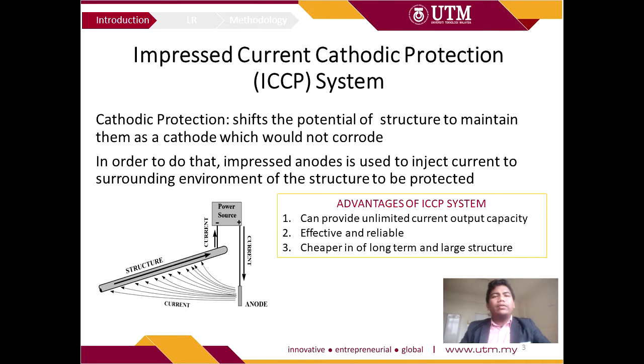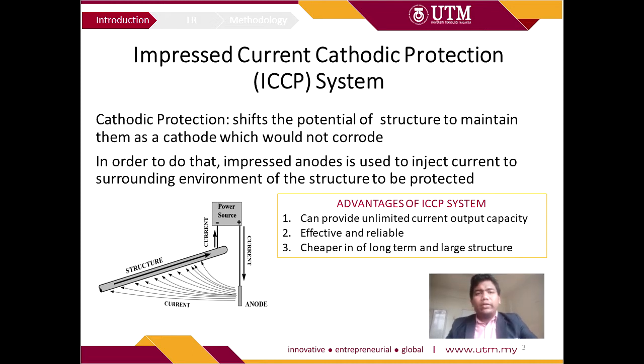To do that, the impressed anode needs to supply sufficient current to raise the potential of the structure to a level where negligible corrosion occurs. Besides its ability to provide unlimited current output capacity, it is very effective and economical for large structures such as offshore structures, as it is cheaper in long-term application.